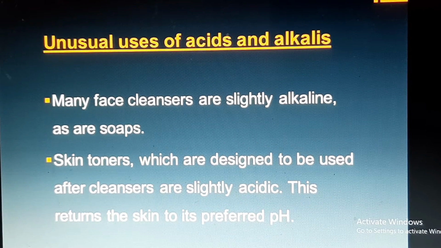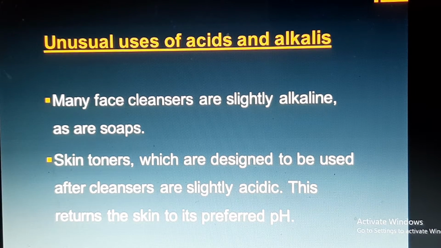Unusual uses of acids and alkalis. Here we are discussing alkalis. Many face cleansers are slightly alkaline because they are soaps. And we know the face cleansers are used for cleaning the face. It is alkaline in nature.